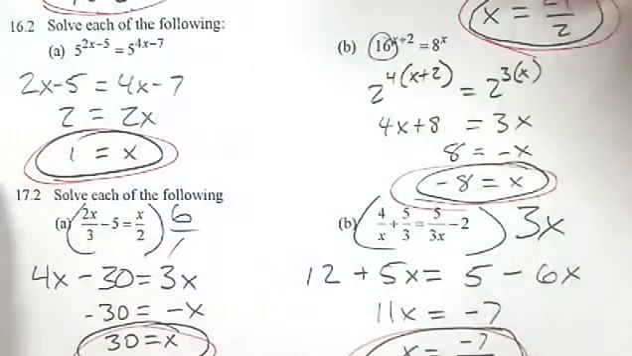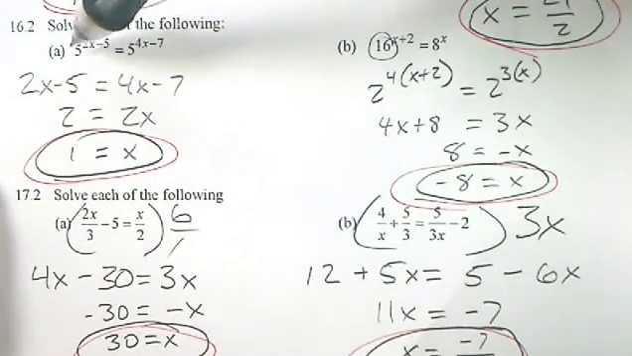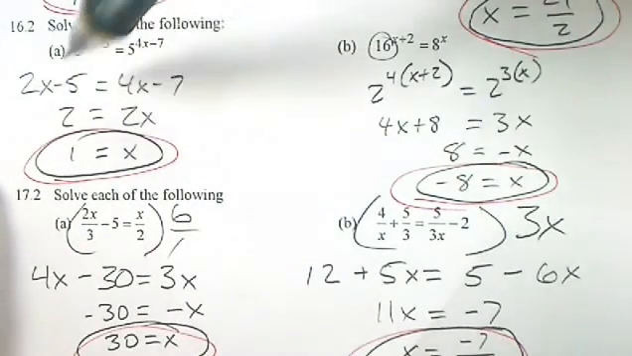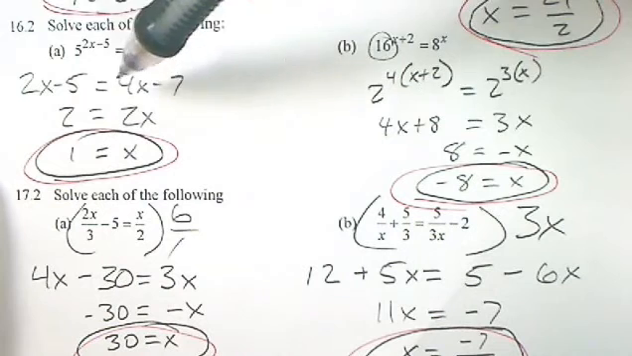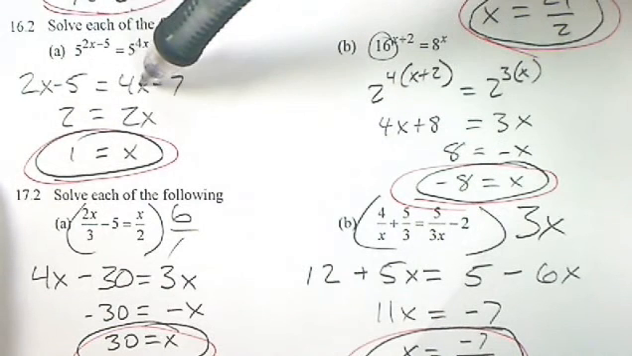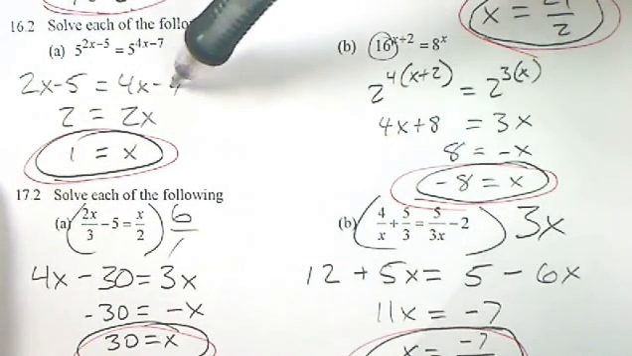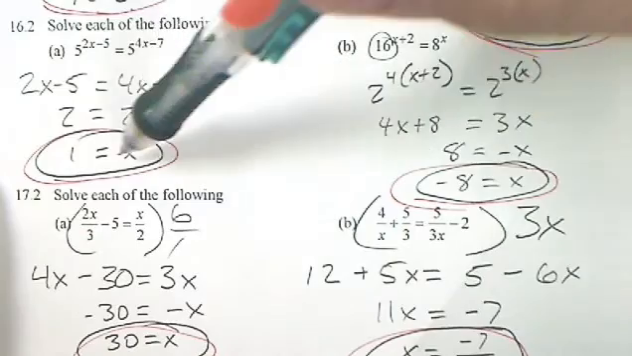Same base. So since the bases are the same, the exponents are the same. So I put the exponents equal to each other. Subtracted 2x from both sides. So I get all my x's on one side. Add 7 to both sides. And I get x equals 1.